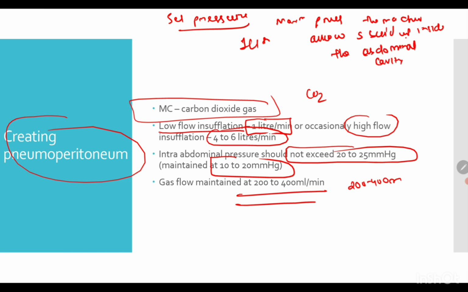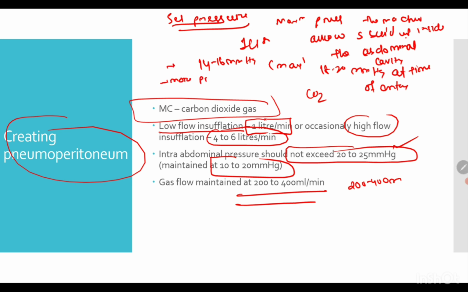Okay. So the normal set pressure has to be 14 to 16 mmHg. The maximum is 18 to 20 mmHg at the time of entry. It should not exceed more than 20 to 25. Because if you give more pressure, that will cause IVC compression. More pressure will cause IVC compression. And if you give less pressure, that will cause less distension of the abdominal cavity.